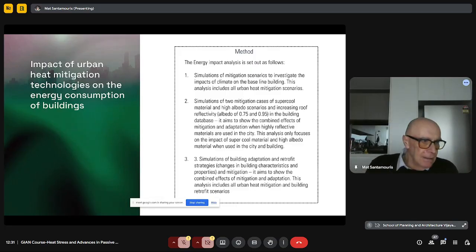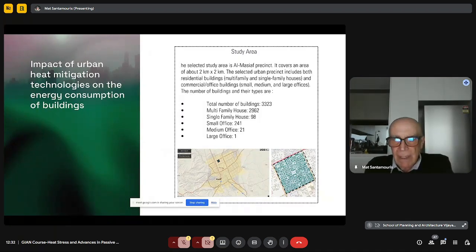Given that, we had to assess the energy impact of the different mitigation scenarios we have considered. And how is this done? We simulated all these measures using advanced heat mitigation scenarios for a whole precinct. This is the precinct of Al Masif at the center of Riyadh, and we simulated 3,323 buildings.